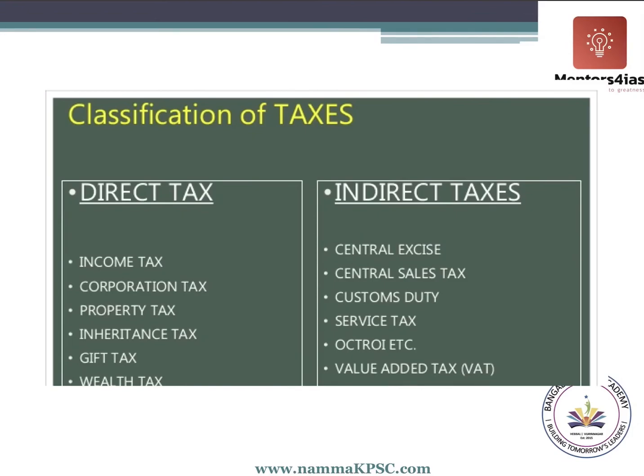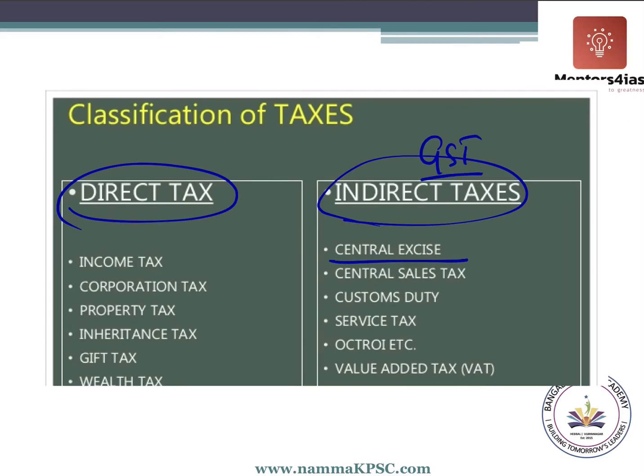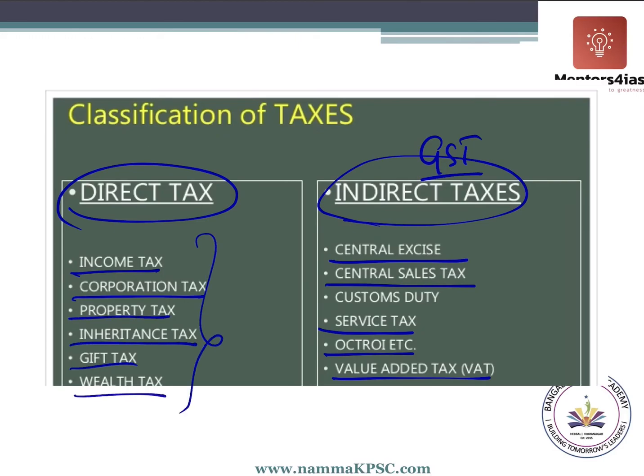So now if you take examples of direct and indirect taxes. As I told you, GST. Earlier, before GST, we had central excise, central sales tax, service tax, octroi, value added tax. All that I will be discussing in the next videos. Direct tax include your income tax, corporate tax, property tax, inheritance tax, gift tax, wealth tax. All these I will discuss in the next video. So this is the classification of direct and indirect taxes.